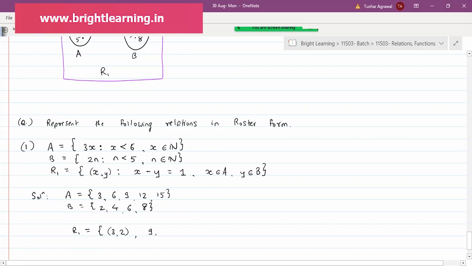Okay, so that is there. 12 should get paired up with 11, but that is absent, and 15 should get paired up with 14, but that is also not there in B. So that's it. R1 in roster form will be only these two elements. So the cardinality of R1 is equal to 2.